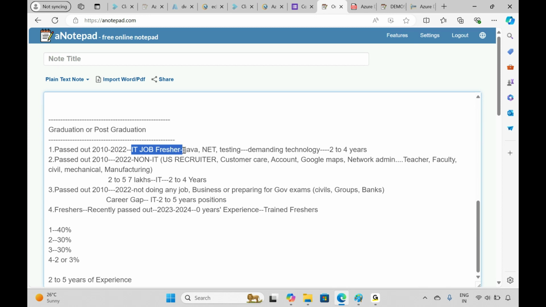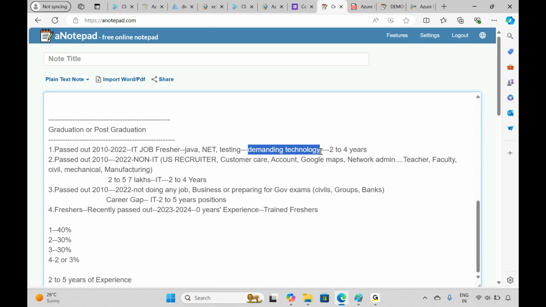So now you have almost 5 years or 3 years or 7 years or 8 years or 10 years of experience, and so far you worked on technologies like Java, .NET or testing, whatever it is. But now you want to change your technology from the old technology to the demanding technology.